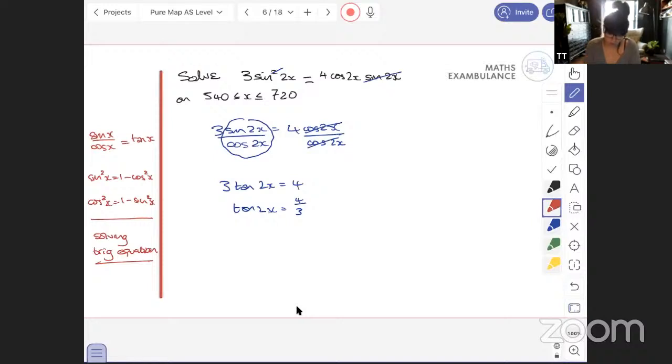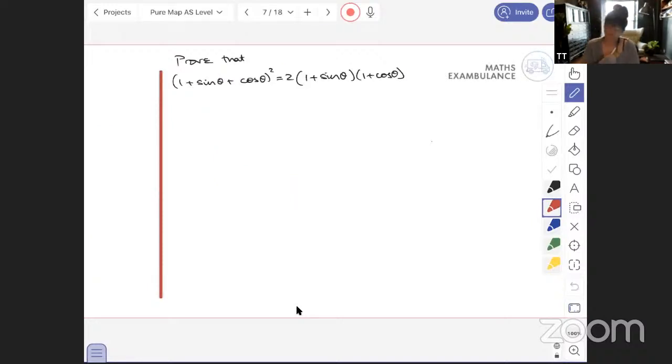Okay, one more style for you to look at, which is a proof. Now in a proof, it's exactly the same. We still only have 3 rules. Sine x over cos x is tan x, sine squared x is 1 minus cos squared x, and cos squared x is 1 minus sine squared x. We only have those things. And really, it's just a case of confidence, just fiddling around with it and seeing what happens.